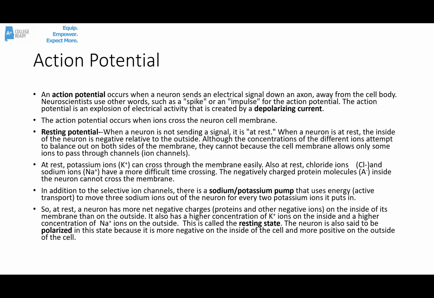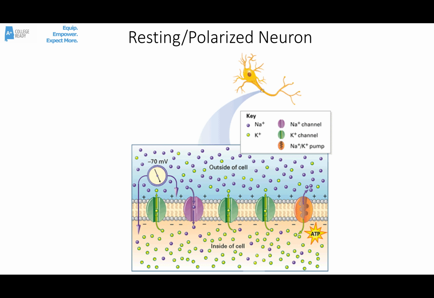So let's also talk about an action potential. An action potential occurs when a neuron sends an electrical signal down an axon away from its soma. You might hear it referred to as a spike or an impulse. Sometimes we might also call it a depolarizing current. But the action potential occurs when ions start moving across the neuron cell membrane. So let's look at a picture and talk about the action potential from here.